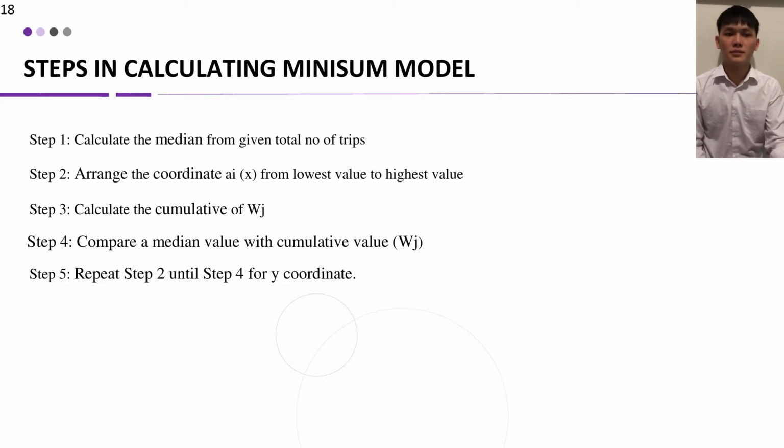Step 1 is to calculate the median from the given total number of trips. Step 2, arrange the X coordinates from lowest value to highest value. Step 3 is to calculate the cumulative of WJ. Step 4 is to compare the median value with the cumulative value. Step 5 is to repeat step 2 until step 4 for the Y coordinate.